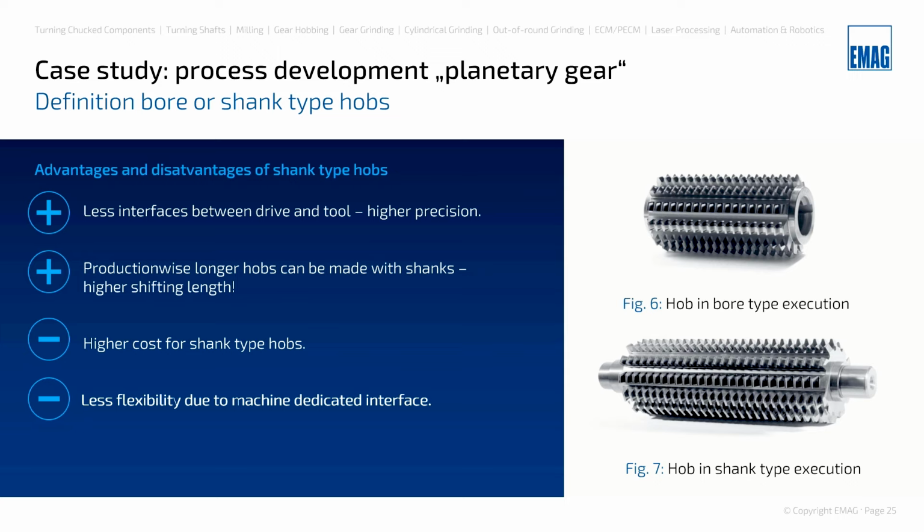In the picture on the right side, you will see a hob in bore type execution, and underneath you will see a hob in shank type execution. The bore type hob has usually a kind of keyway in order to transmit the torque. Here we have a longitudinal keyway according to DIN 138, and there are advantages and disadvantages of both. Advantage of a shank type hob is that there are less interfaces between the drive and the tool, so higher accuracy is possible. Well, bore type hobs need to be assembled to a hob arbor assembly, of course, and this usually means more interfaces and might lead to a loss in precision.